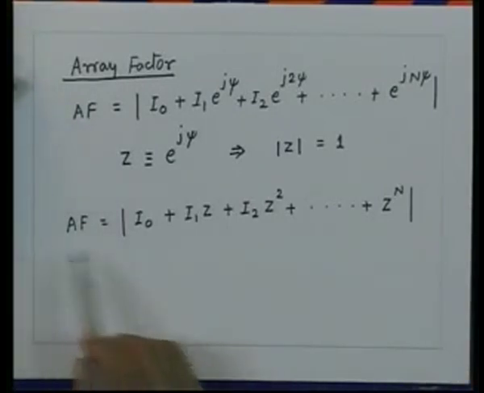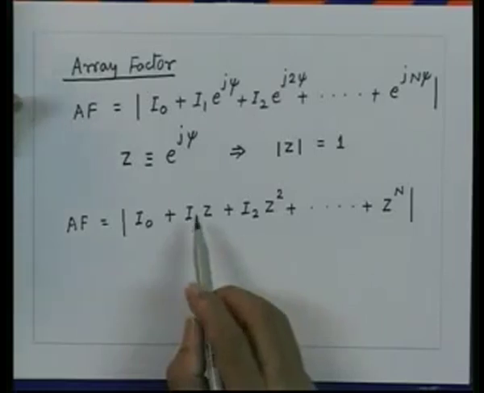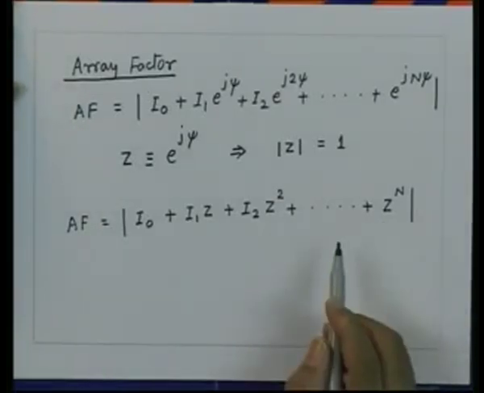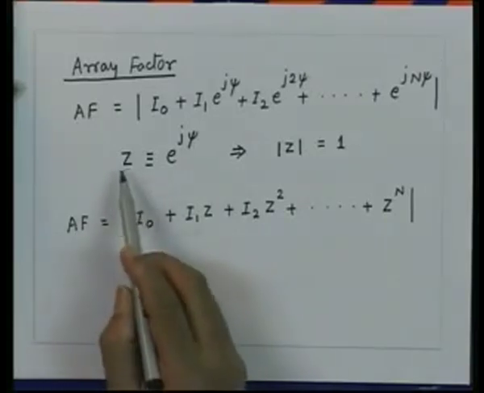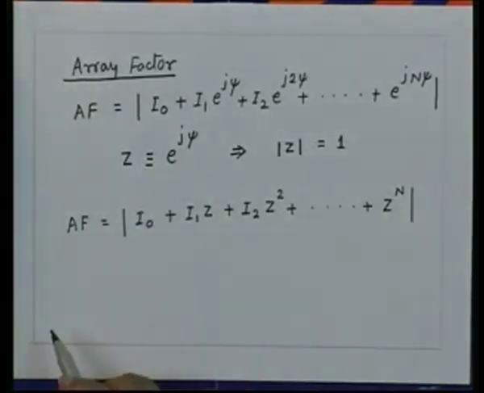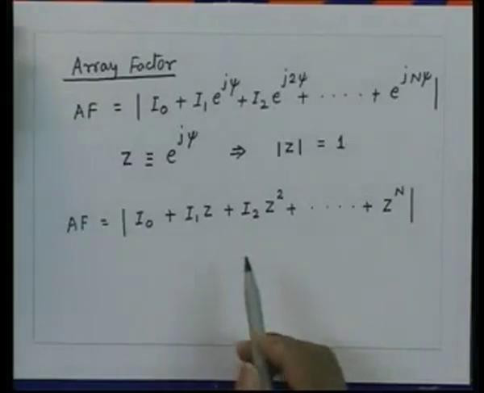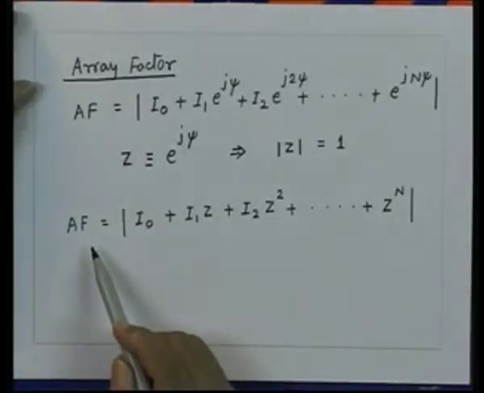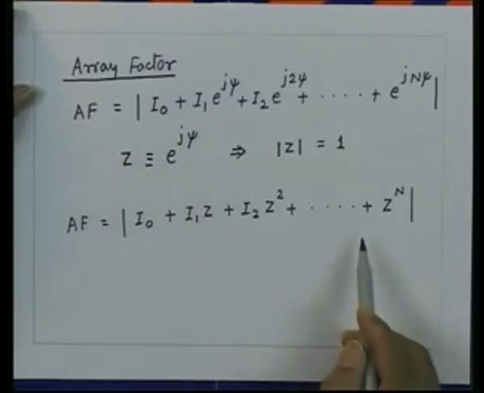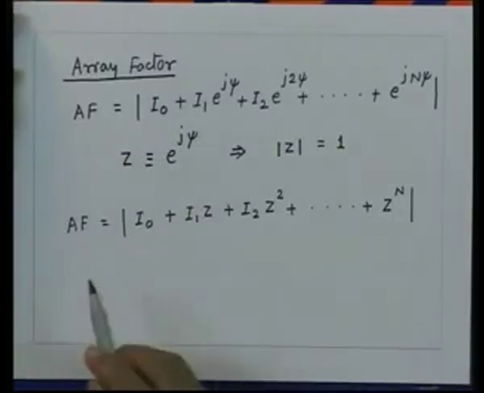So, the array factor now can be represented by a polynomial of this quantity z, which is simply a phase function. The magnitude of z is equal to unity. There are theorems due to Schelkunoff which say that an array factor can be represented by a polynomial of z, or even conversely he says every polynomial can be thought of as an array. So, in general then we can say that the radiation pattern of an antenna for which the inter-element spacing is the same can be represented by a polynomial of z.